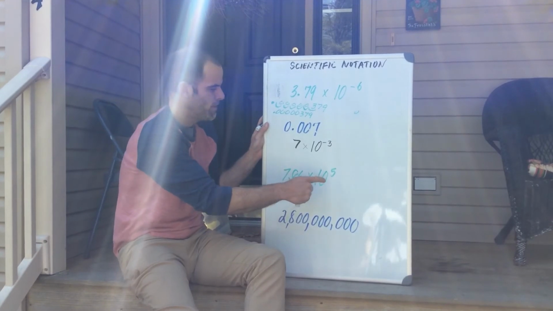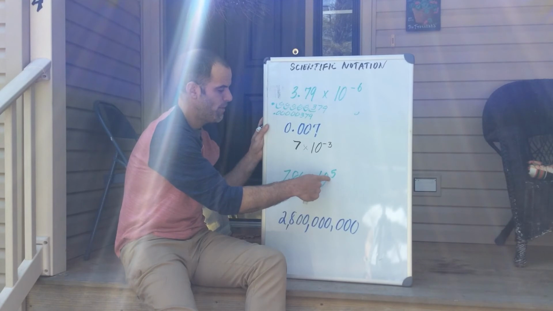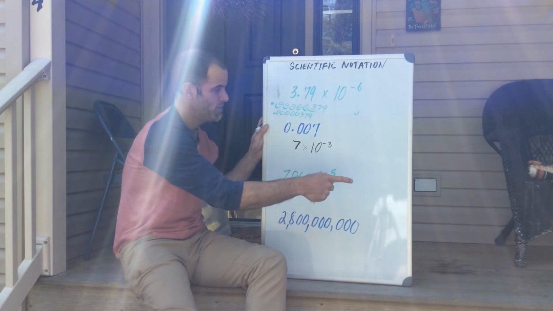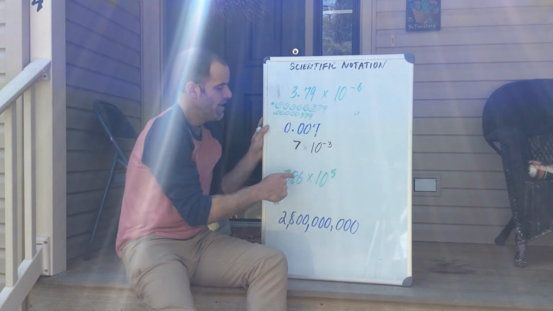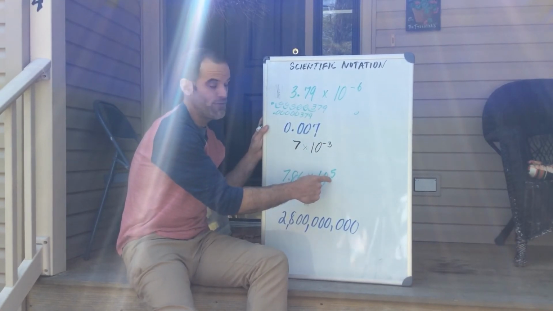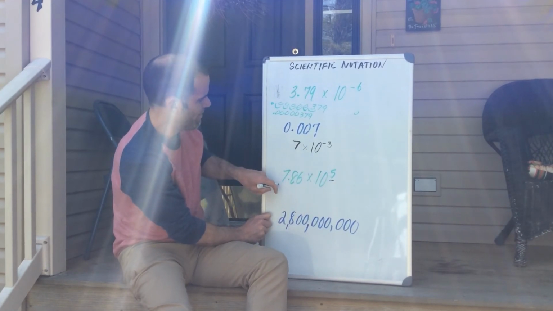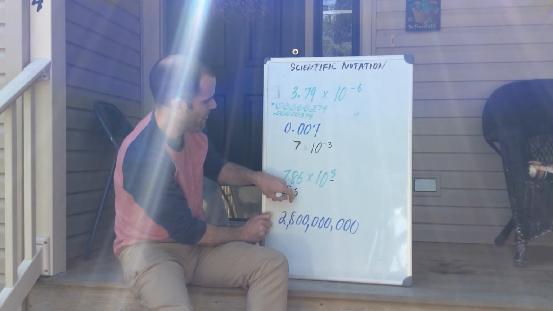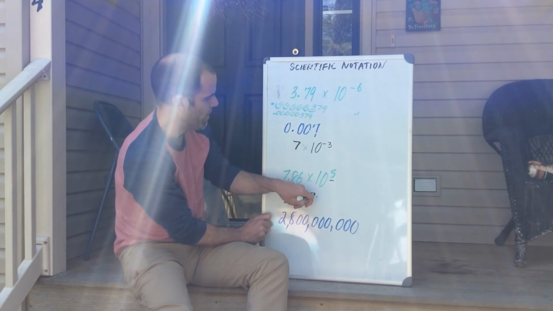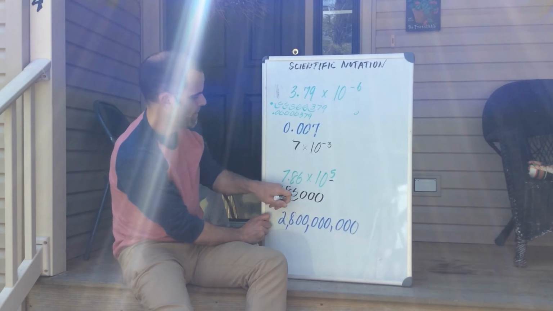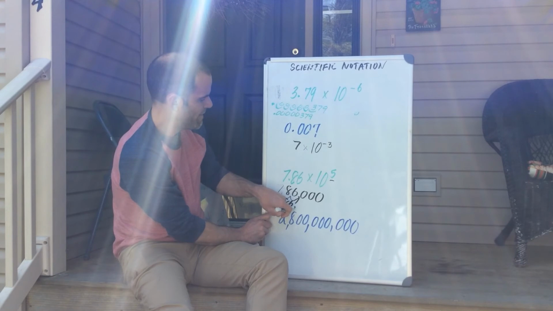Down here, notice, since this is a power of 10 with a positive exponent, that means it's going to be a very large number. So again, negative exponents are going to be very small numbers, like this. Positive exponents are going to be very large numbers. So I'm going to have to move it 5 places. So 7, 8, 6, and then 1, 2, 3, 4, 5. And I can put commas in here. So this is going to be 786,000.